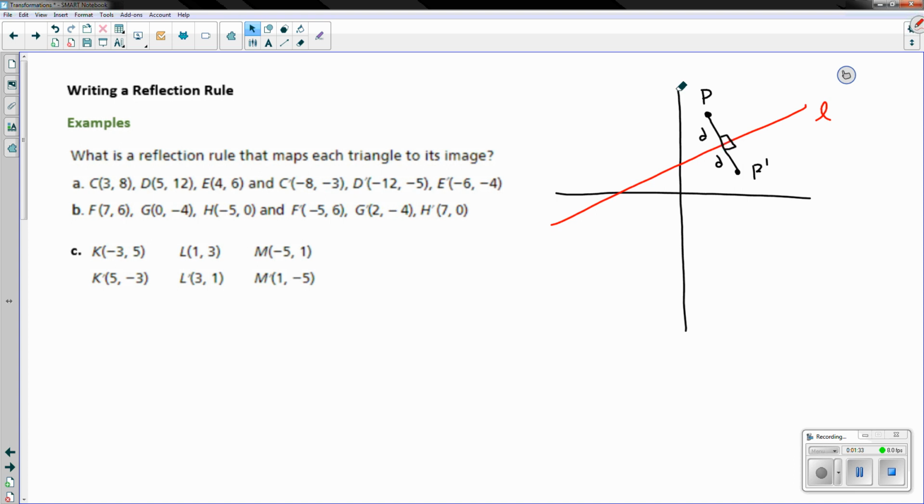Now, when I create this image, I can see that there's a segment that connects P to P prime, and line L will serve as the perpendicular bisector to that segment. Because if each of these subsegments from P to the line and P prime to that line are the same distance, then I know the segment from P to P prime has been bisected. And knowing the fact that it got bisected, I also know that there's a special point that line L is passing through in relation to the segment PP prime. That point that it's passing through is going to be the midpoint of that segment.